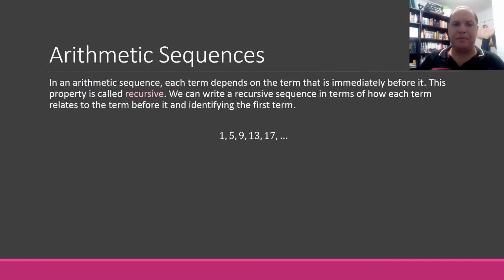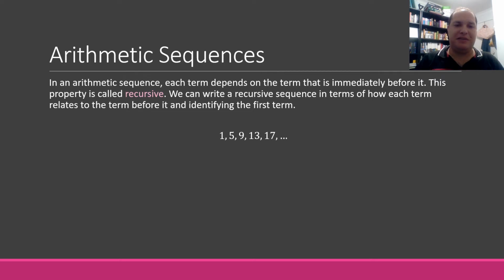All right, so in an arithmetic sequence, each term actually depends on the term that came before it. Because like in our example here, we take the number that we had just beforehand and we add 4. Then to the next one, we just add 4. Each term depends on the one before it, which depends on the one before it, all the way back to the first term. And this property, where we depend on the term just beforehand, we call that recursive. And we can write a recursive sequence in terms of how each term relates to the term before it.